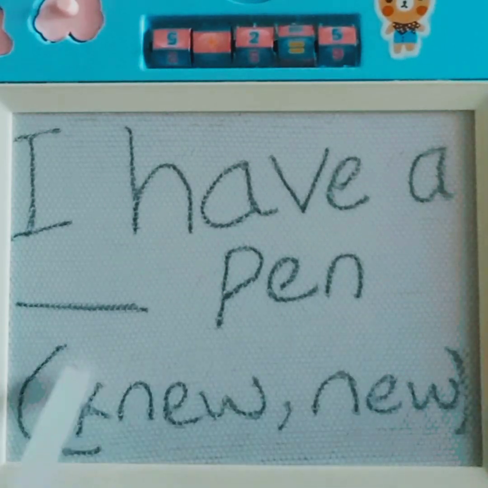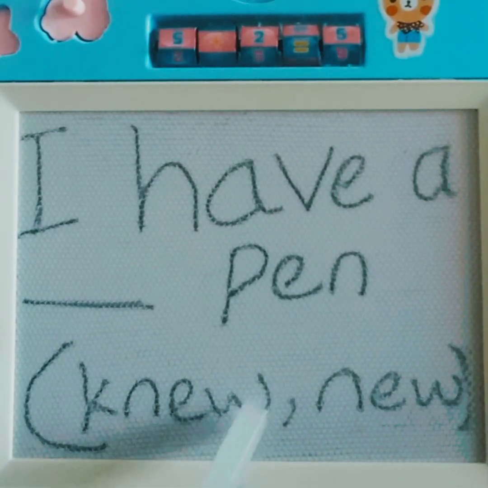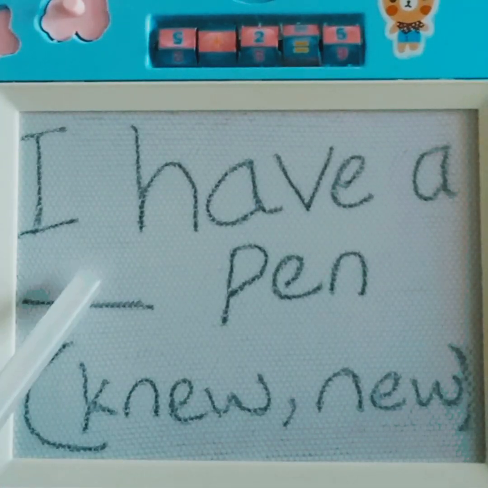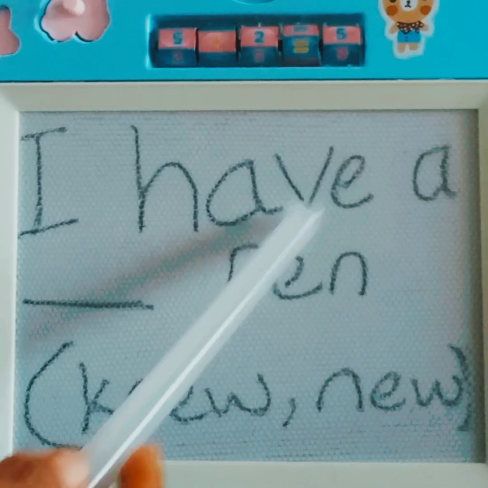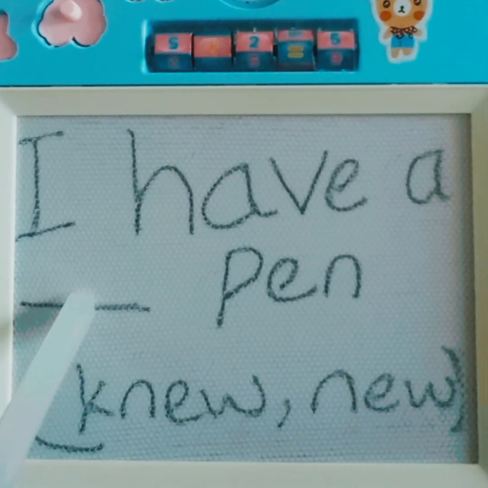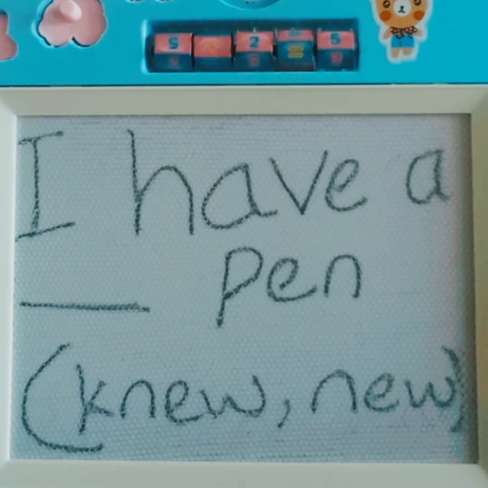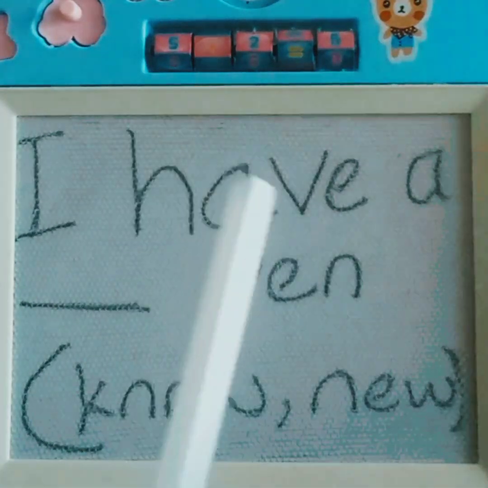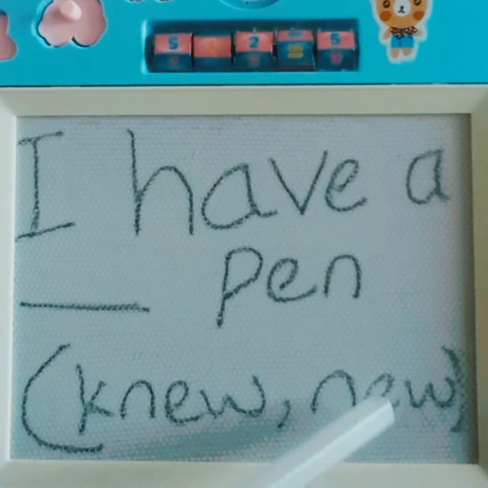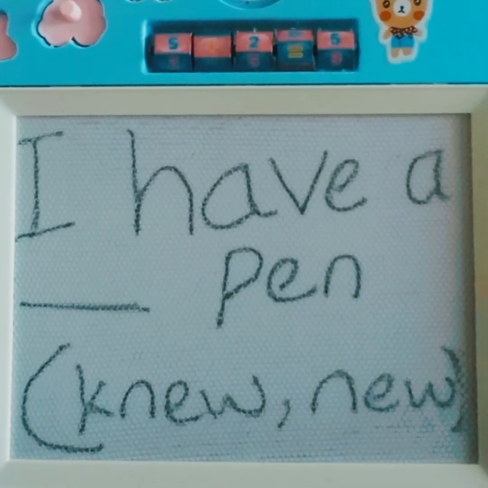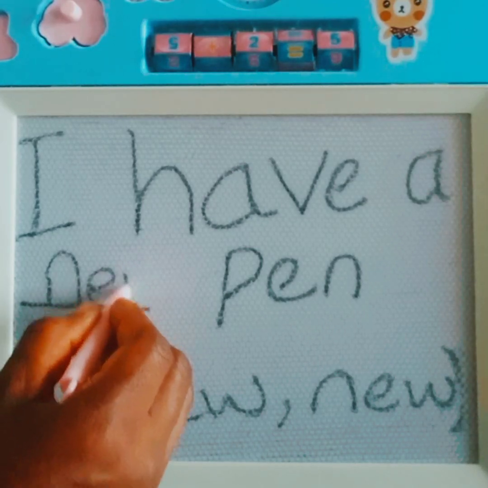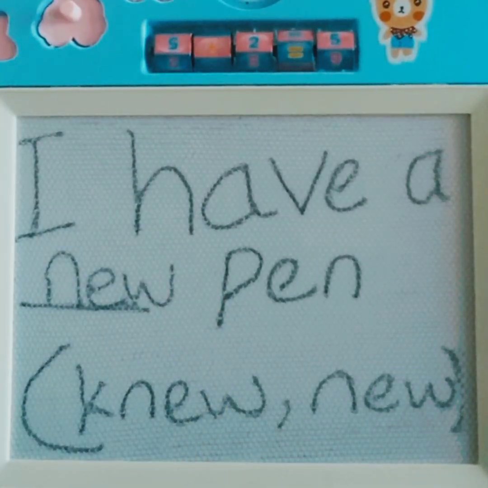New, K-N-E-W, and new, N-E-W. Which of them should be here? I have a new pen. Which of these should be here? If you have said N-E-W, you're correct. I have a new pen. This new is talking about something that is not old. So the answer will be N-E-W. I have a new pen.